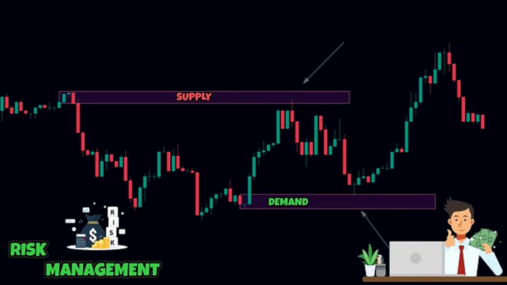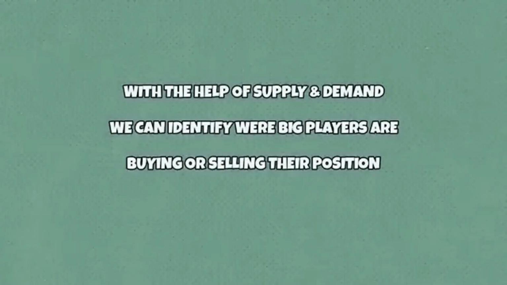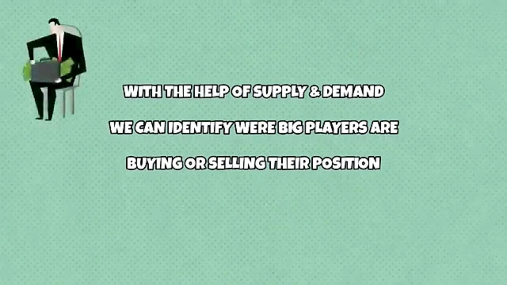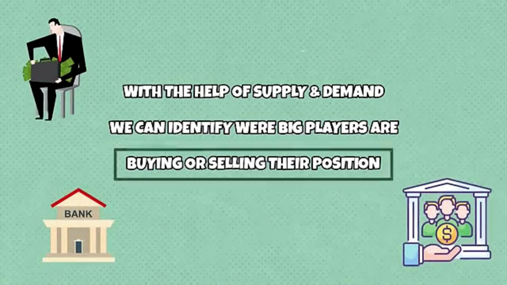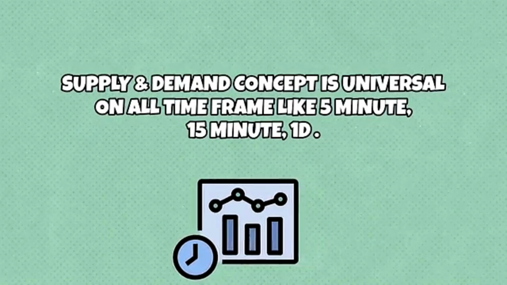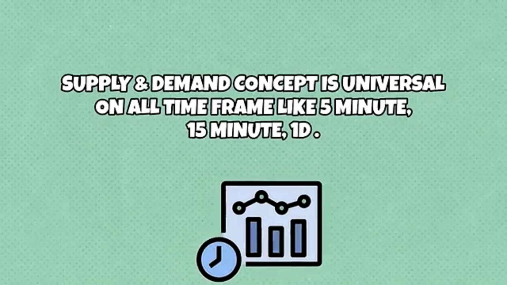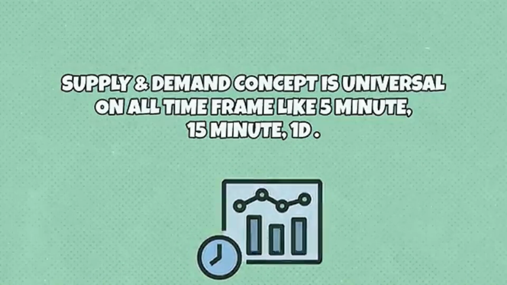Now, why is demand and supply trading so powerful? Here are some key reasons. 1. When we trade based on demand and supply, we can identify where big players like institutions and banks are buying and selling. 2. The demand and supply concept is universal. It works across all time frames, whether it's 5 minutes, 15 minutes, or daily.